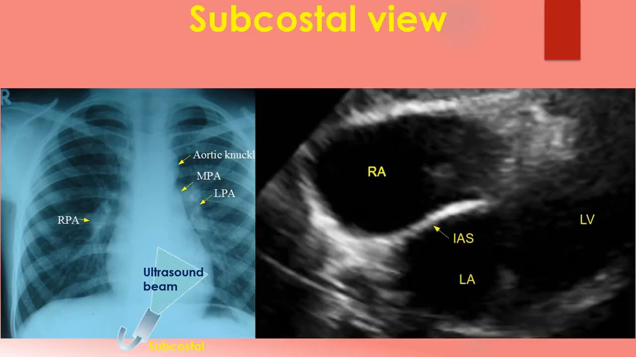Subcostal view is obtained from below the xiphisternum in the epigastrium. Transducer rotation is needed to get subcostal 4-chamber and short axis views. Interatrial septum is best imaged in this view. Assessment of the inferior vena cava for checking the hydration status is also feasible from this view. Subcostal view is a favorite view of pediatric echocardiographers.